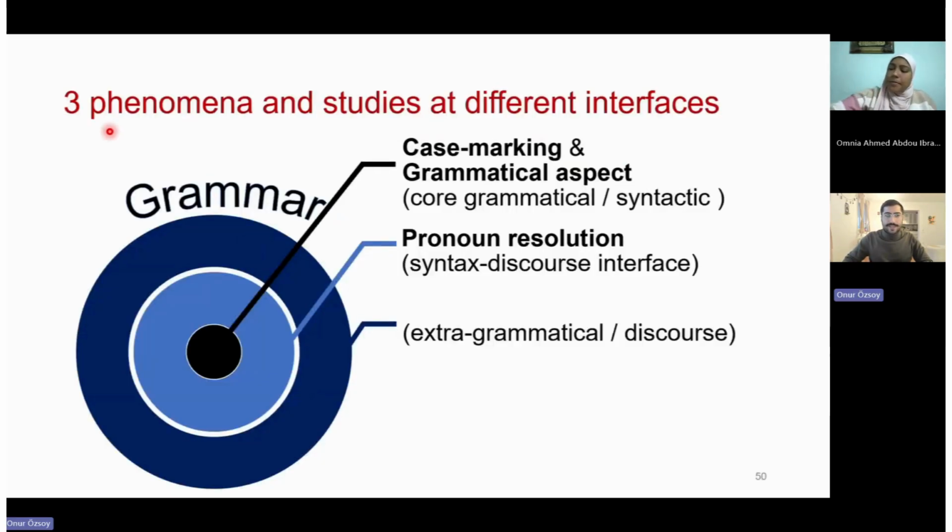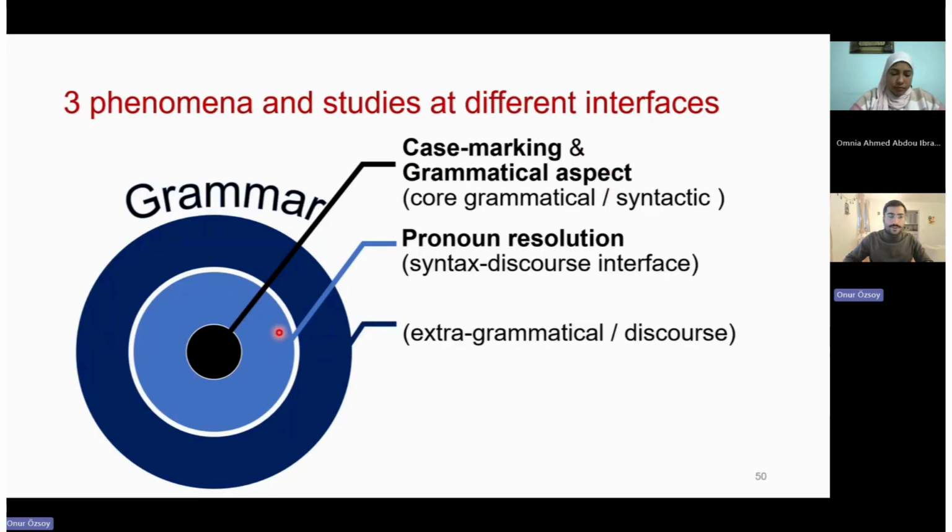And the 3 studies that I want to talk about are at different levels, different areas of grammar. So if this is a model of grammar with different levels, and we have the very internal core level, the syntactic level, so to say, I have 2 studies to present to you. One is on case marking and one is on grammatical aspect.